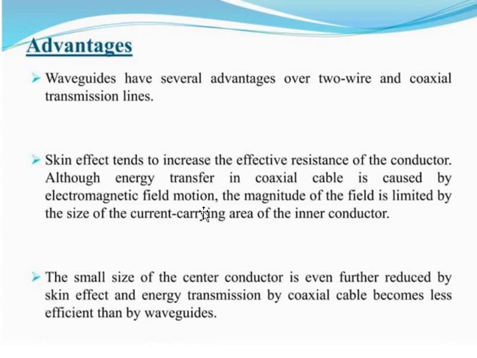Advantages: the waveguide has several advantages over two-wire and coaxial cable. The skin effect tends to increase the resistance of the conductor, although energy transferred in coaxial cable is caused by electromagnetic motion. The magnitude of the field is limited by size of the current carrying area of the inner conductor. The small size of the center conductor is even further reduced by skin effect, and energy transmission by coaxial cable becomes less efficient than waveguides.